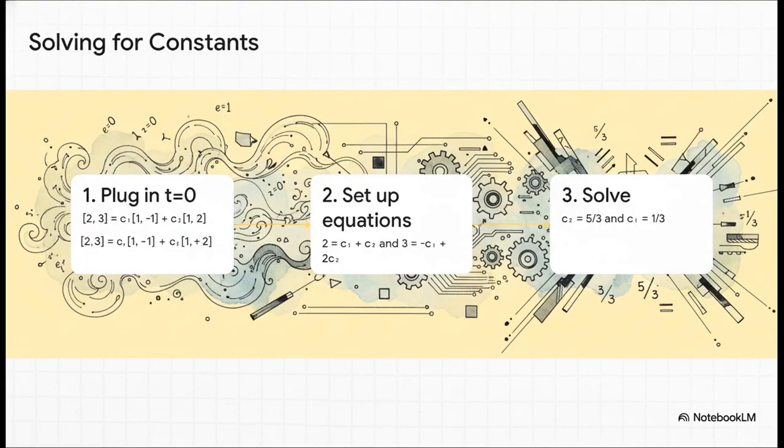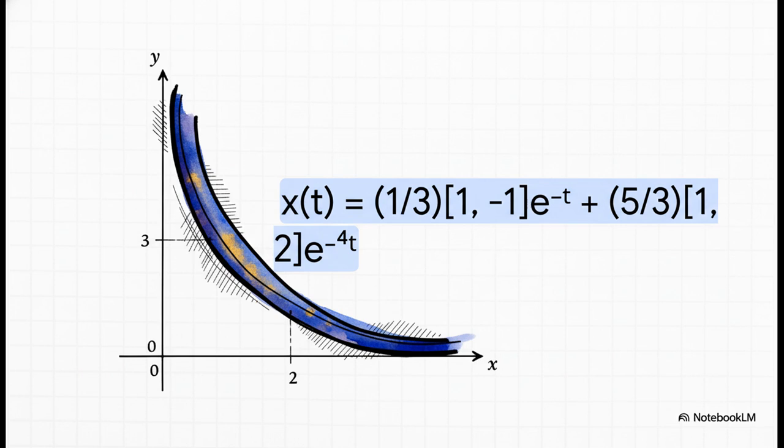And the trick is super simple. Just plug in t equals 0. Why? Because e to the power of 0 is just 1. So those messy exponential terms just vanish. This leaves us with a basic vector equation, which we can split into two easy linear equations. We solve that little system, and bam, we find C2 is 5/3 and C1 is 1/3. And there we have it. We take those constants we just found, plug them back into our general solution, and we get the one unique function that not only solves the system, but also passes right through our starting point.